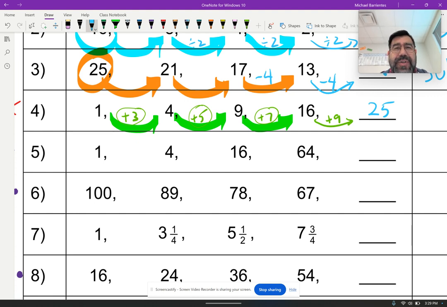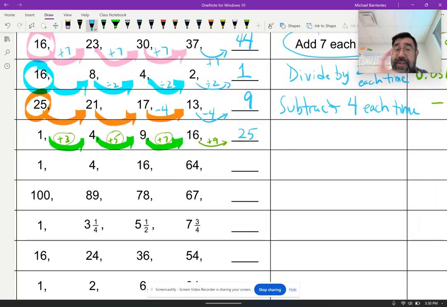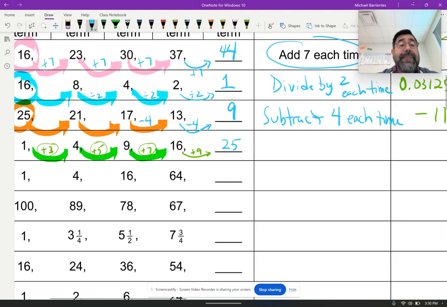Now wait, what kind of numbers are those? Those are all odd numbers, right? 3, 5, 7, 9. So the next number I would add would be 11. The next number I would add would be 13. So is there a pattern? There is a pattern. But it's not like the other patterns where I'm adding, subtracting, multiplying, or dividing by the same number. But there is a pattern to the numbers that I'm adding. So I'm going to say we're adding consecutive, meaning back to back, odd numbers. Right? We're adding consecutive odd numbers. 3, 5, 7, 9. The next one would be 11.